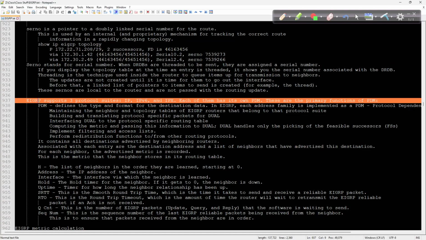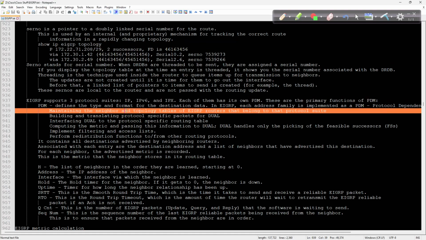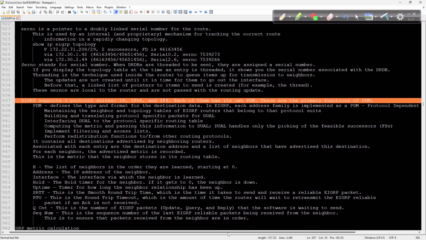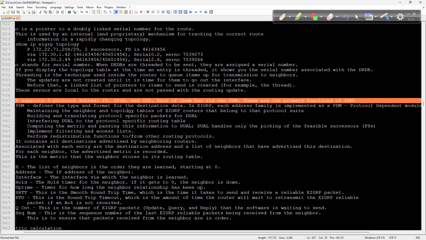EIGRP does support different protocol suites: IPv4, IPv6, and IPX, each of them with their own PDM, which is a protocol-dependent module. Maintaining the neighbor and topology tables of EIGRP belongs to the protocol suite. You can look at the PDMs if you'd like. Building and translating protocol-specific packets for DUAL, so on and so forth. There's a lot that the PDM does.